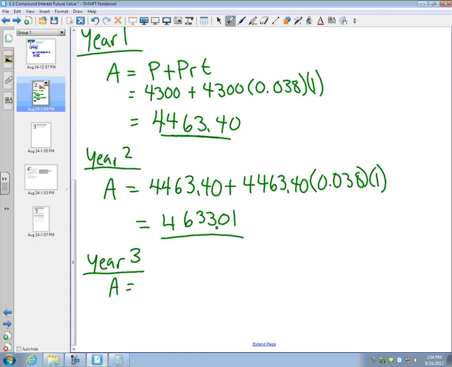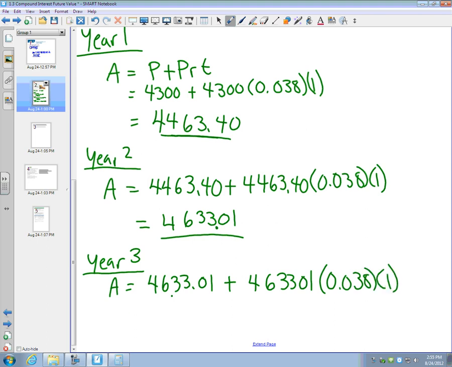Now year 3, we're earning interest on that amount. So A equals 4,633.01 plus the interest that I'm going to earn on that. So this is like my principal, 4,633.01 times my interest rate, and 1 year passes. Okay, and this value I get is 4,809.06.